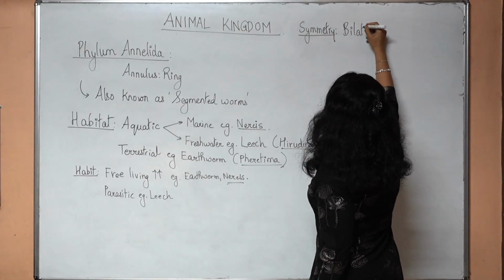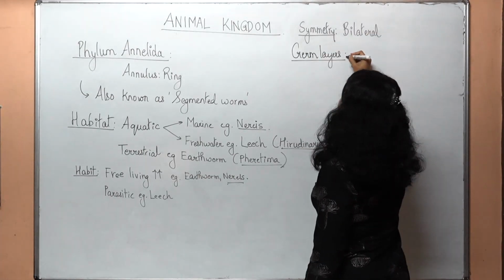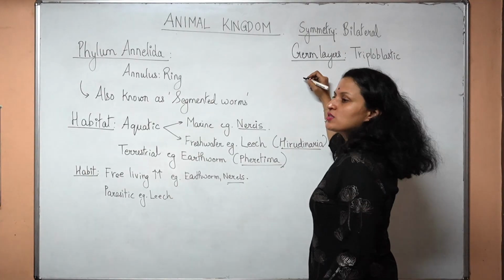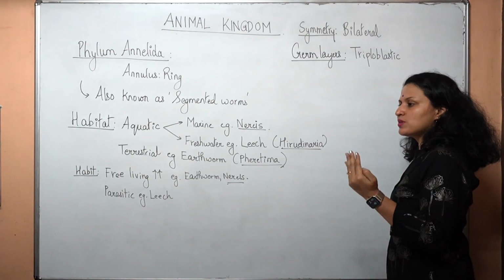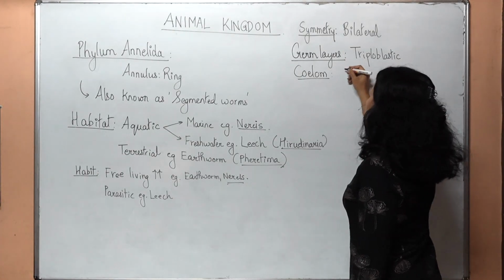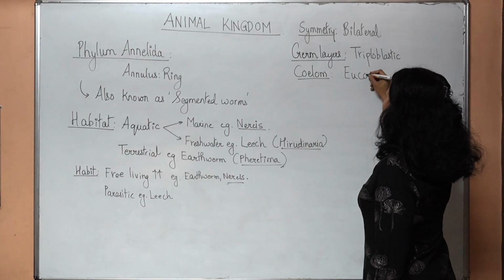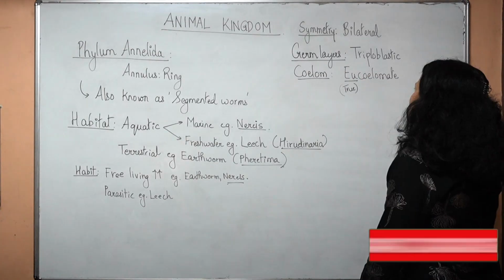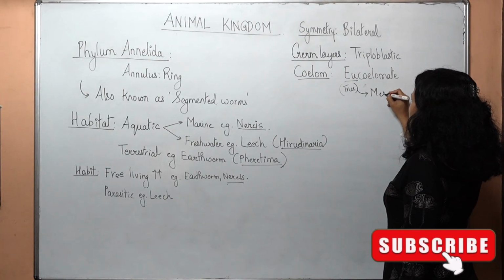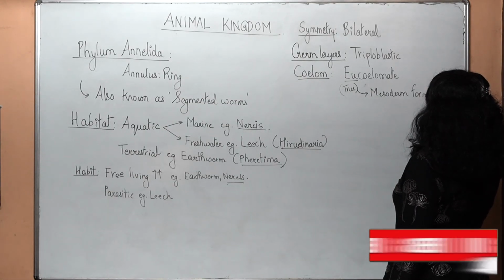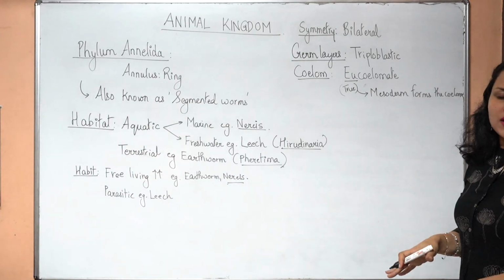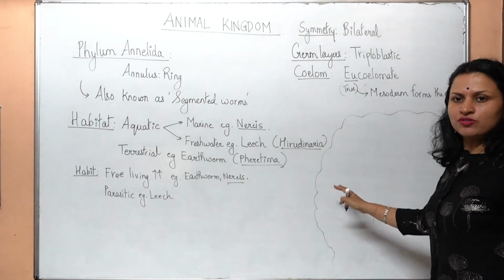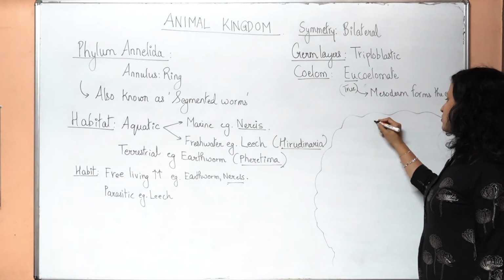Symmetry is bilateral. Germ layers, they are triploblastic with well-formed ectoderm, mesoderm, endoderm. Coelom, they are said to be eucoelomate. Eu means true coelomate animals because mesoderm forms the coelom. Now there is something about this true coelom that I would like you to know. This is out of Phylum Annelida. This is about the true coelom.